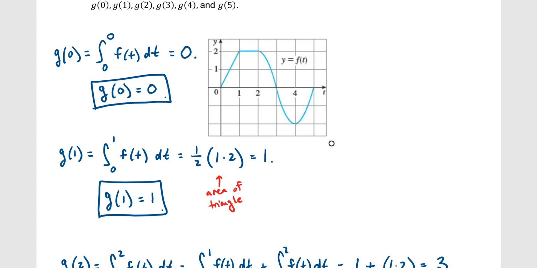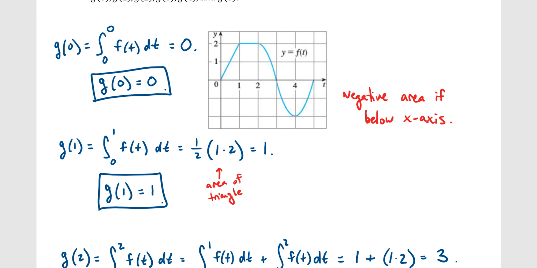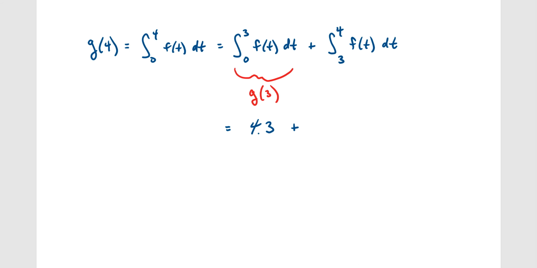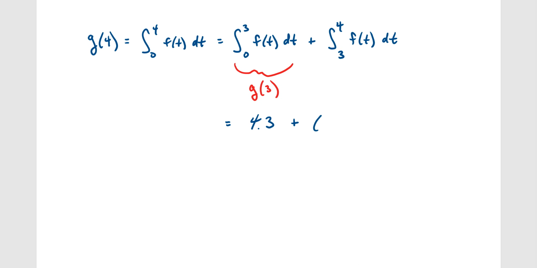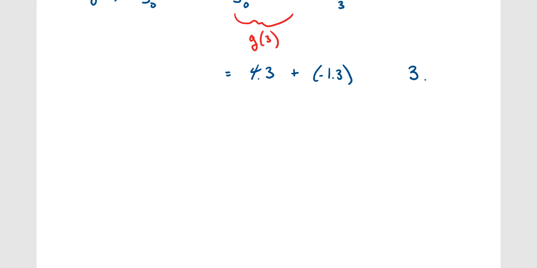There's a little bit of a trick though, something to worry about, is that this portion is below the x-axis. That means it's going to be negative. So that's the one thing we have to look out for. So instead of adding 1.3, we're going to be adding the negative 1.3, which is obviously just subtracting 1.3, which gives us a net area of 3. And I'm just going to write that below it. So 4.3 minus 1.3, so that gives us g of 4 equals 3.